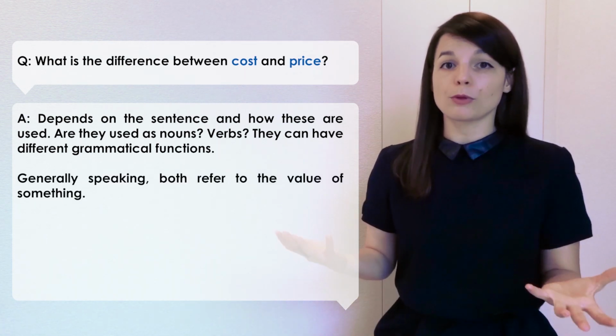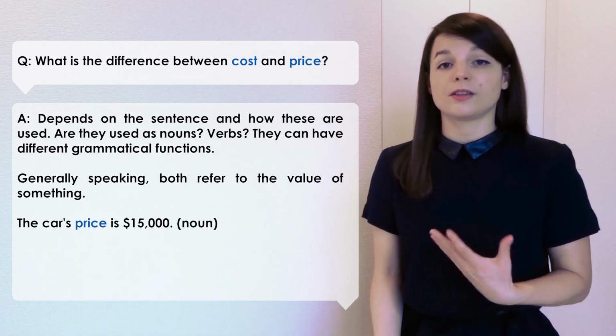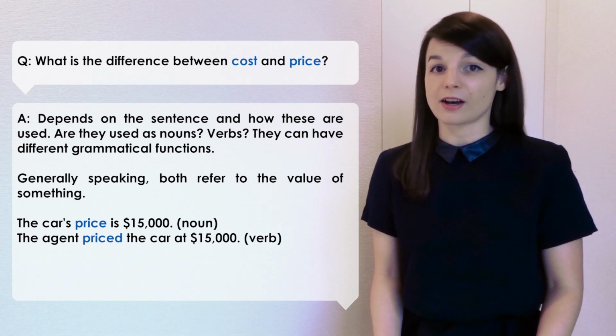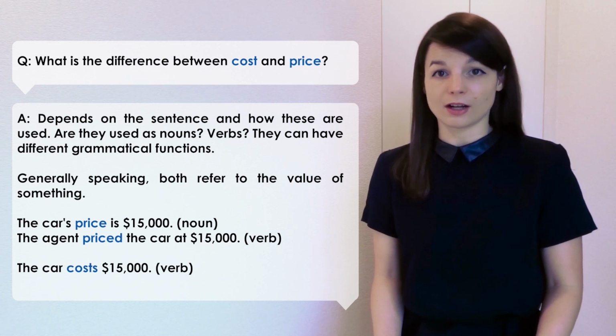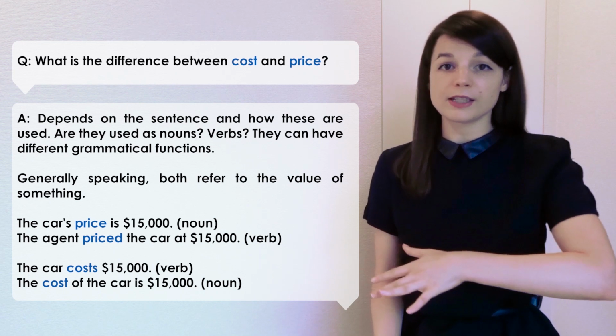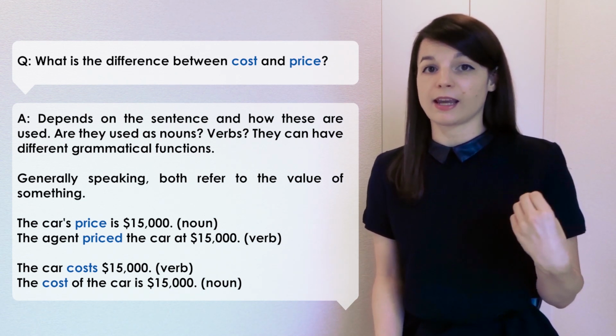Generally speaking, both words can be used to refer to the value of something. The car's price is $15,000. The agent priced the car at $15,000. The car costs $15,000. The cost of the car is $15,000. So all of these example sentences show the value of an item, in this case a car.